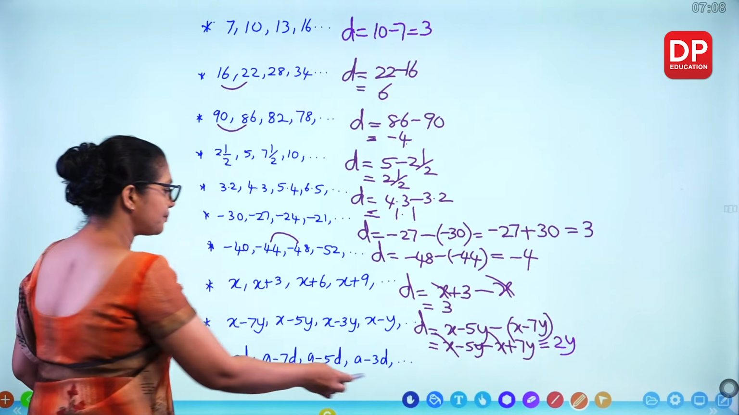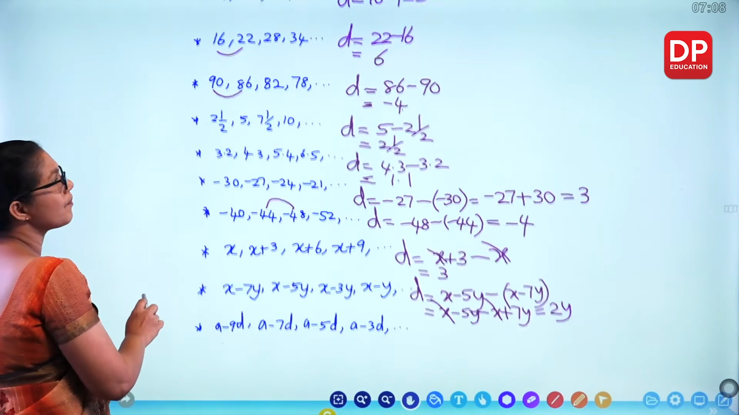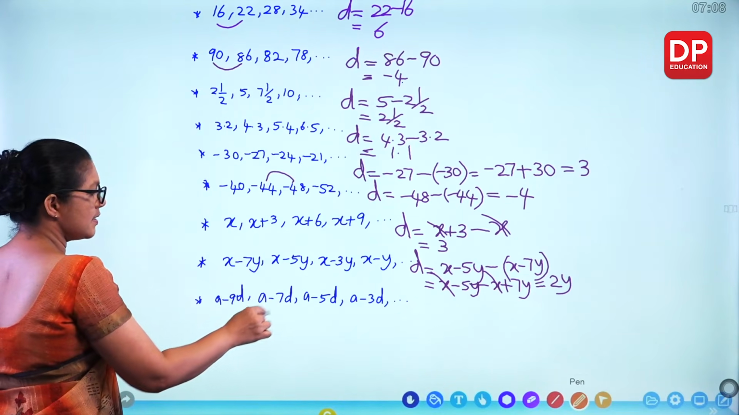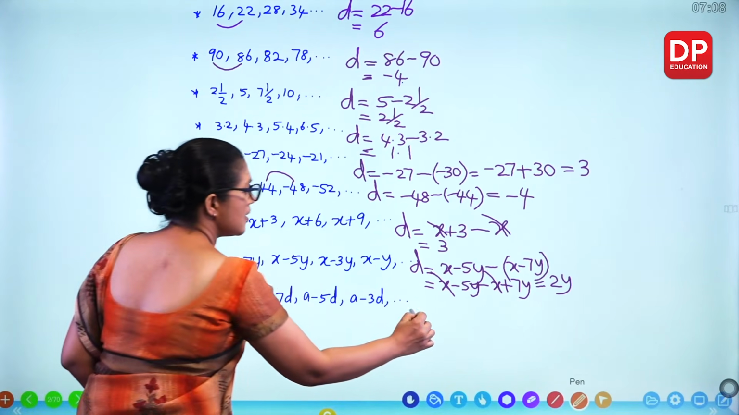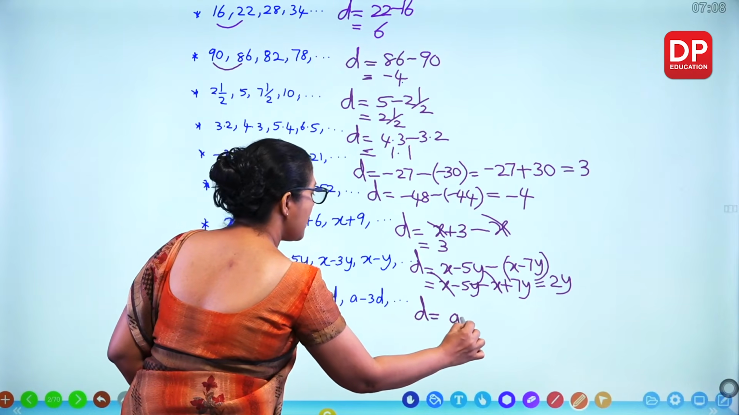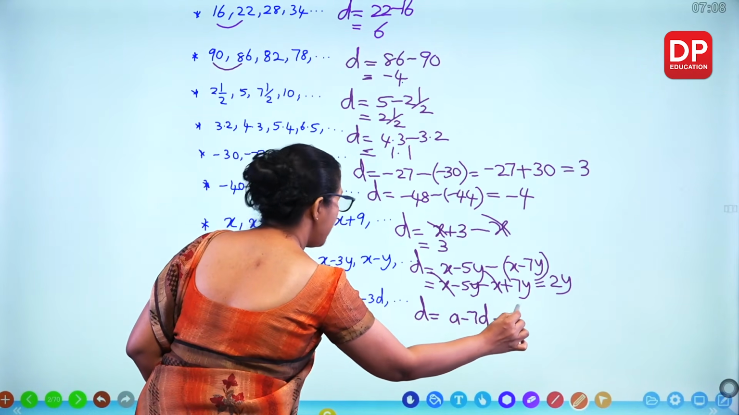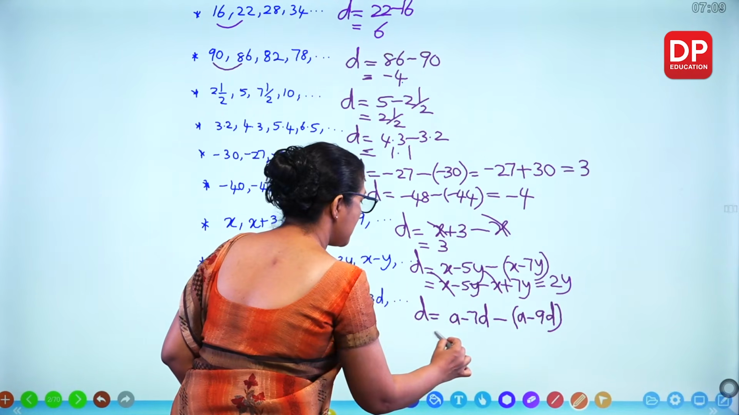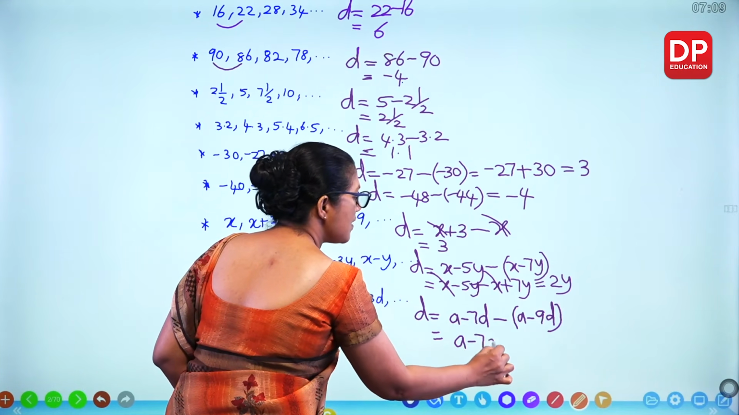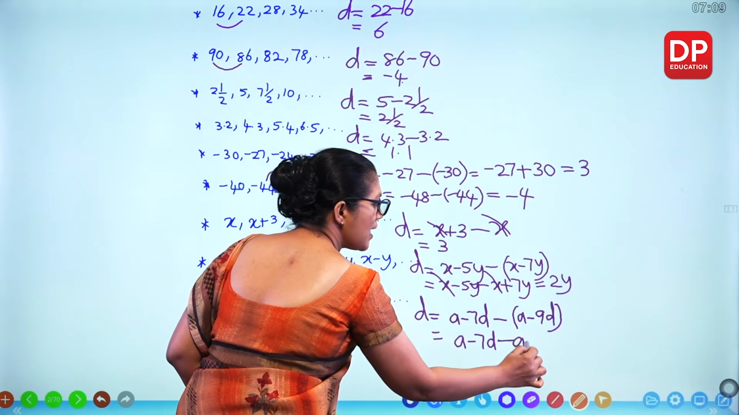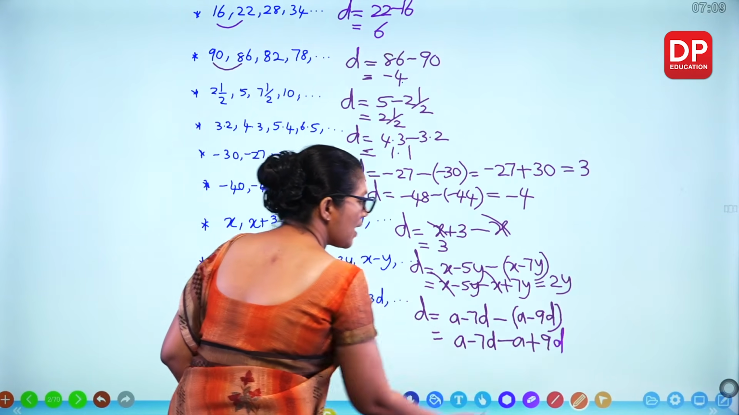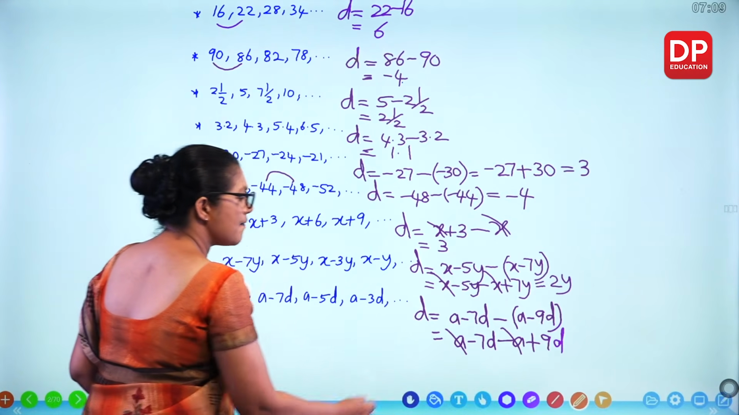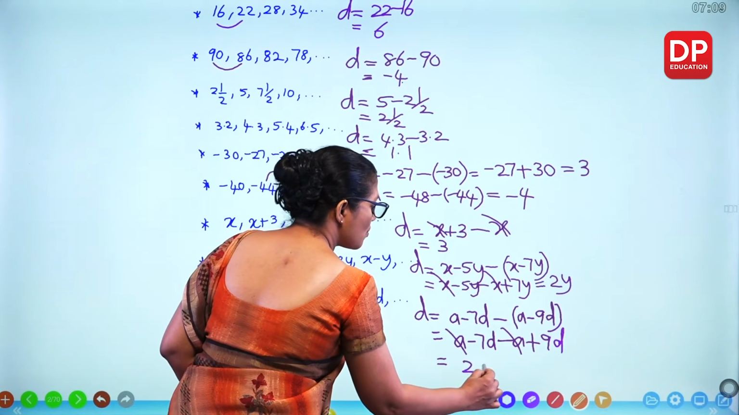This one, what do you get here? So you are getting d as a minus 7d minus a minus 9d. A minus 7d here, open brackets, minus minus becomes plus. The a gets cancelled out, 9 minus 7, 2d.